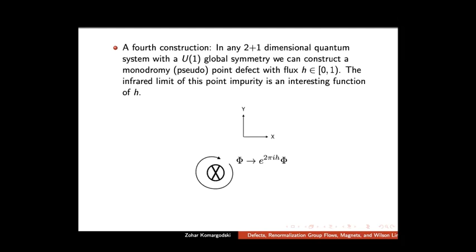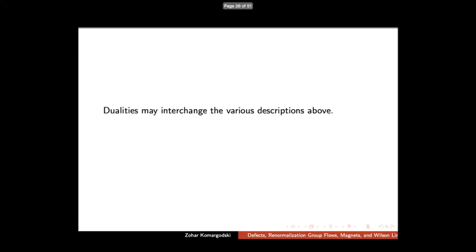The monodromy defect is a completely canonical object that exists in every system with a global symmetry. You can implement a global symmetry transformation around the defect. And then you can study the phase diagram of this impurity as a function of this parameter H. But I won't talk about it today, it's too convoluted.